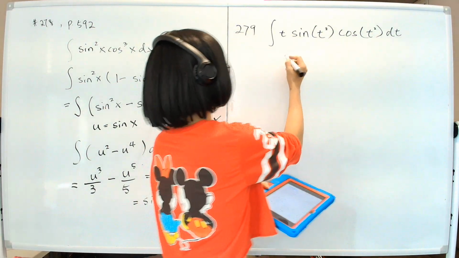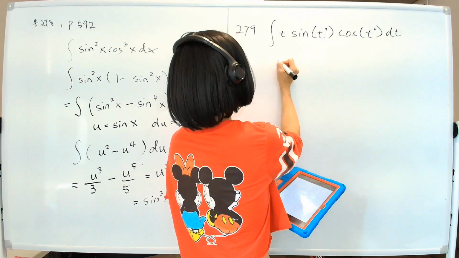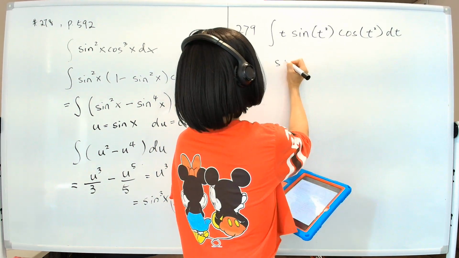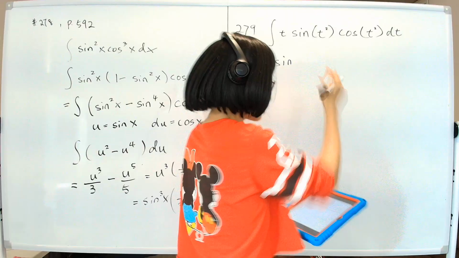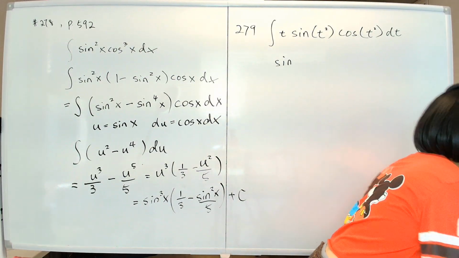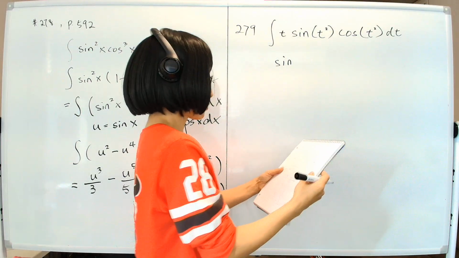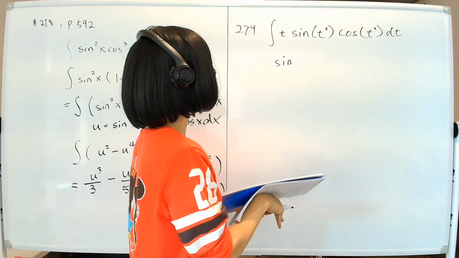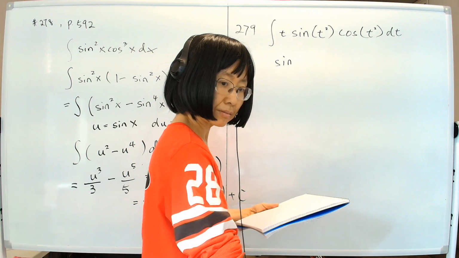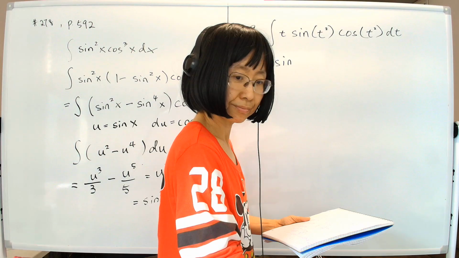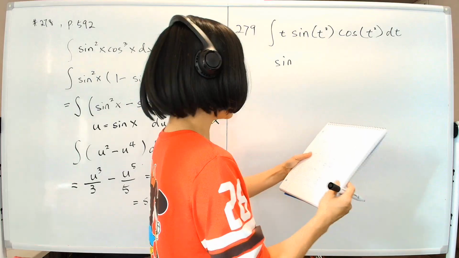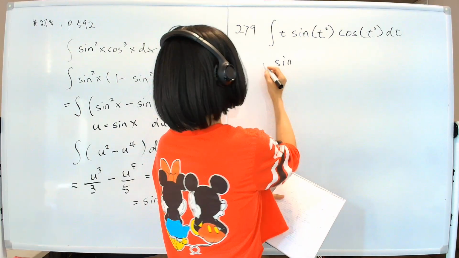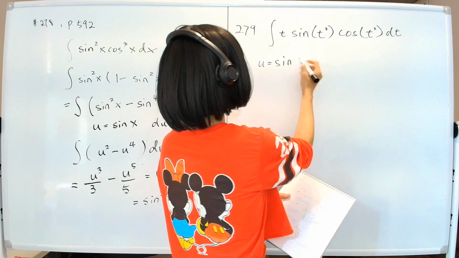So let's take the derivative of sine of t squared. What is the derivative of sine of t squared? Let's see. Let me look at my notebook. So let's let u equal sine t squared. U equals sine t squared.